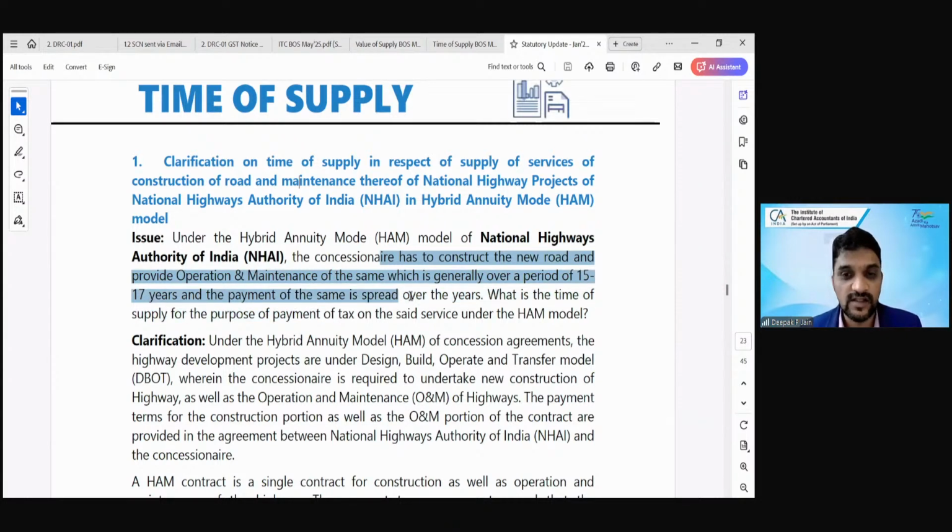And the payment for the same, which should come from the NHAI, is spread over a period of years. So as soon as you complete the road, you don't get the money. No, that's not the way it works. The payment will be received over a period of years because it's a hybrid model wherein you have to maintain it also. So in that situation, the query was, what is the time of supply for the purpose of payment of tax?